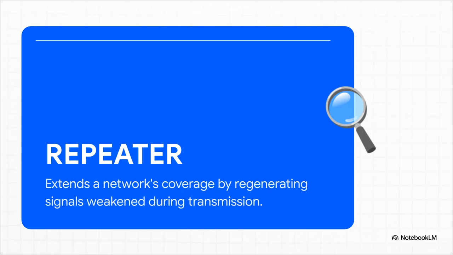So what if your signal is just too weak to get to the other side of the building? Well, that's where a repeater comes in. It's just a signal booster. It listens for that weak signal, cleans it up, and then blasts it out again at full strength. It's perfect for big spaces, like a warehouse where you need Wi-Fi to cover a lot of ground.